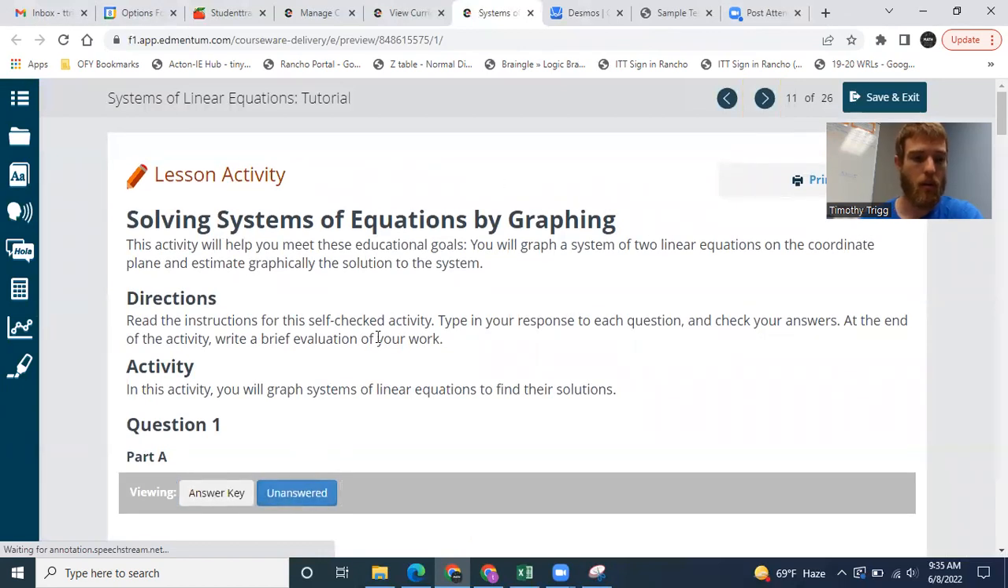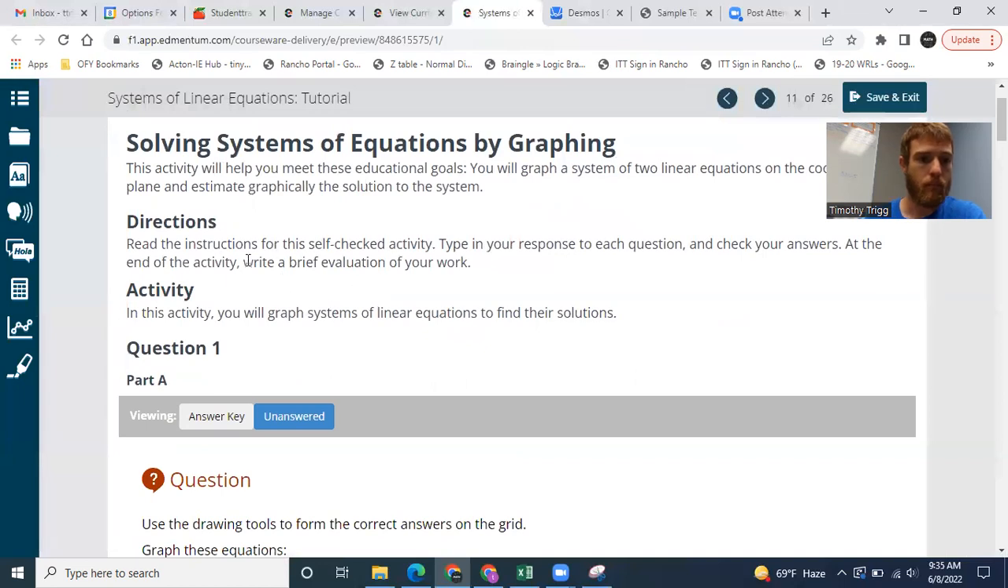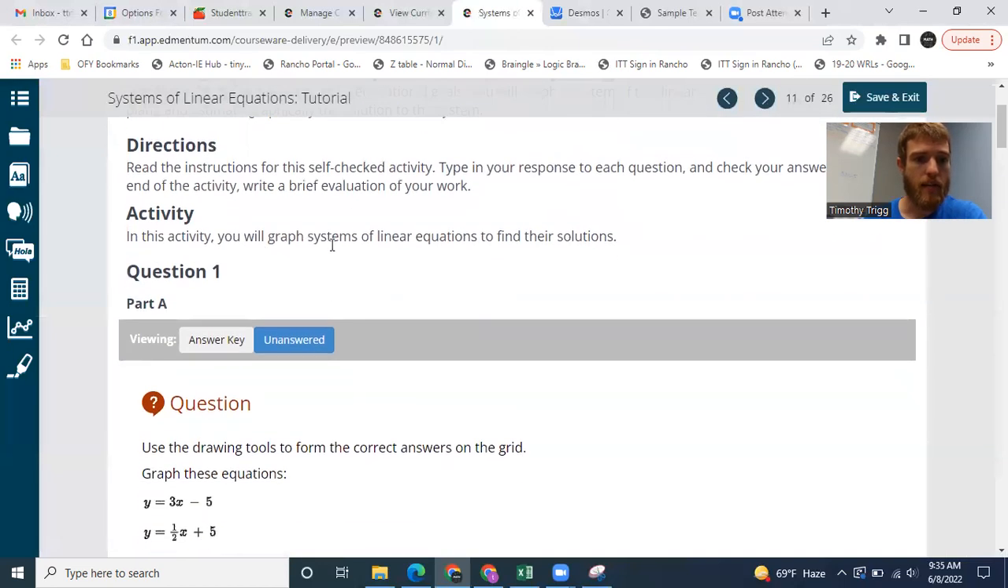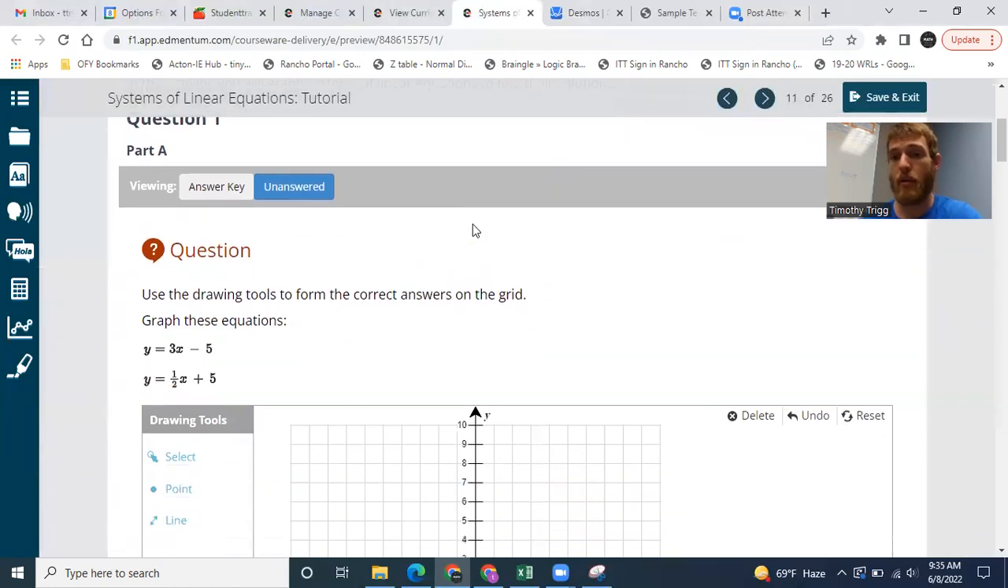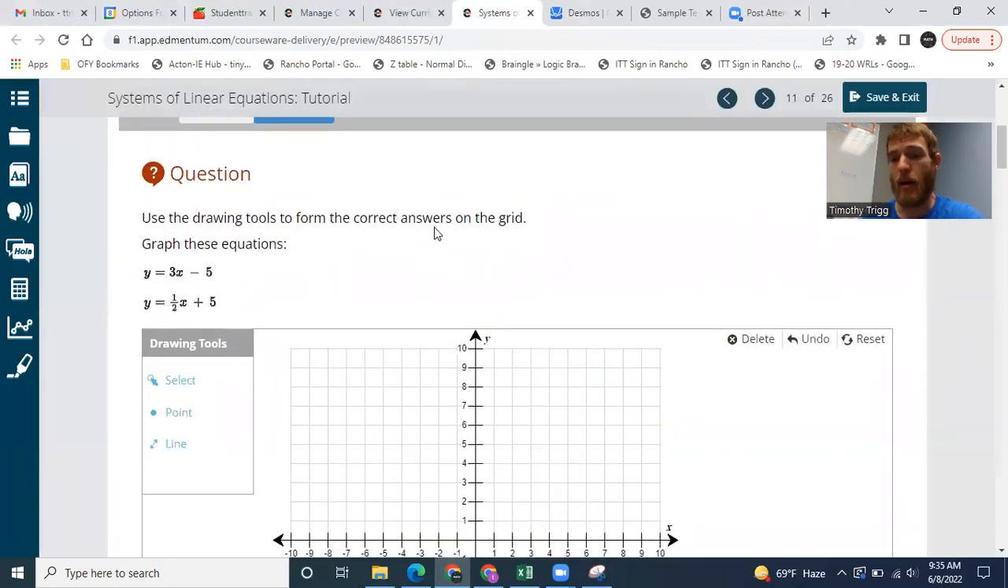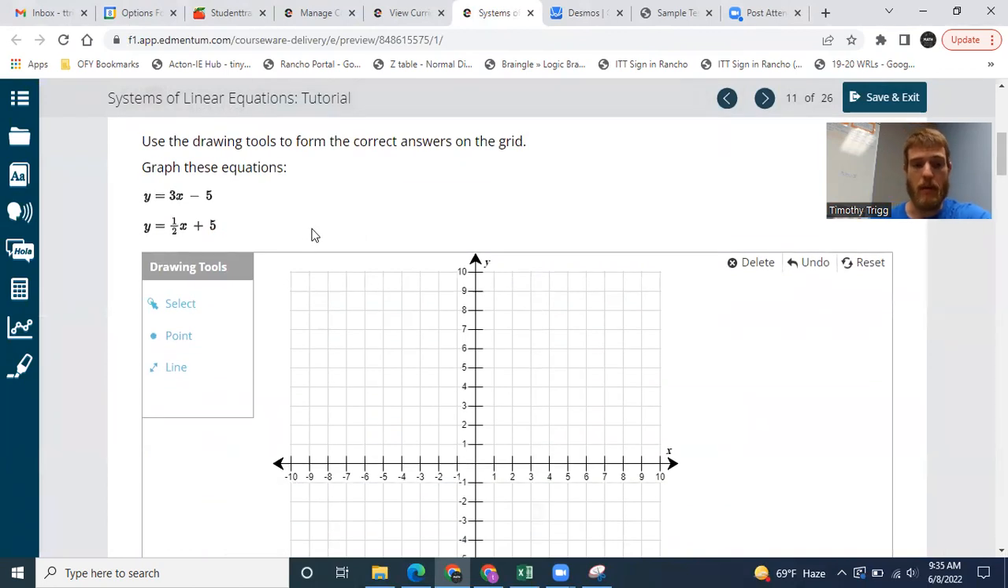In this activity, we'll graph systems of linear equations to find their solution. Here we're just going to graph some lines and hopefully remember from lessons previously how to graph lines that are in this form. Notice this is in the slope-intercept form, y equals mx plus b. And if you recall, m is the slope and b is the y-intercept. Y equals mx plus b.